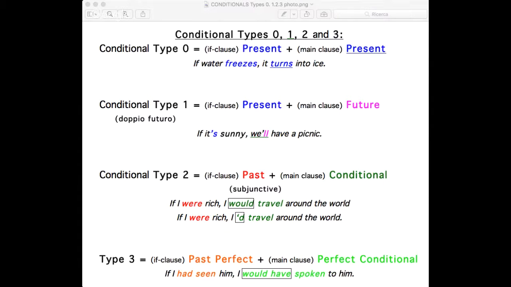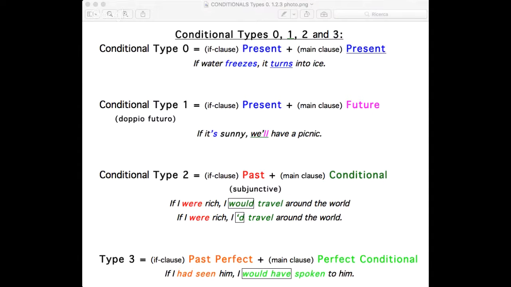Now, conditional type 1 is usually used when we have a kind of condition, such as if it's sunny, we'll have a picnic. What does that mean? After the if clause, we always use the present, but after the main clause, we use the future. Now, all the conditionals are a little bit tricky if we don't memorize what should be put after the present. So remember, in conditional type 1, the present is used after if. And we can also change the clauses around, but the mechanism will be the same.